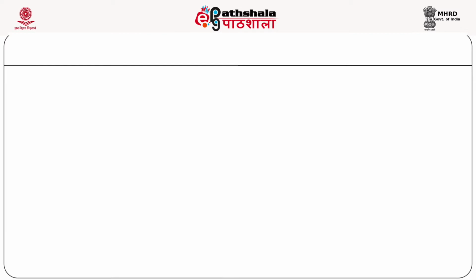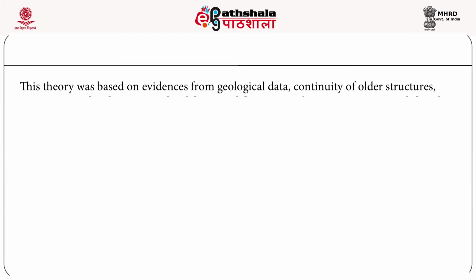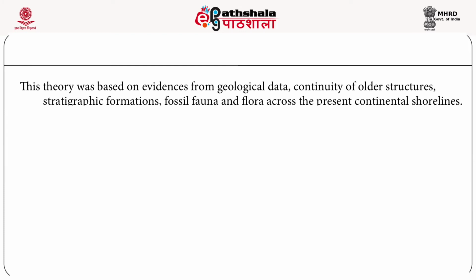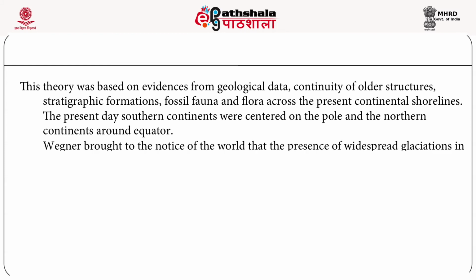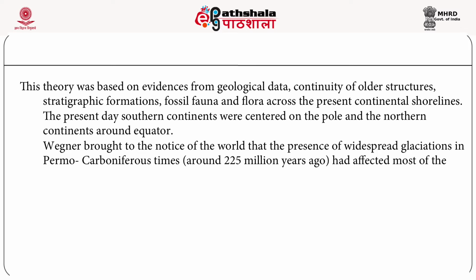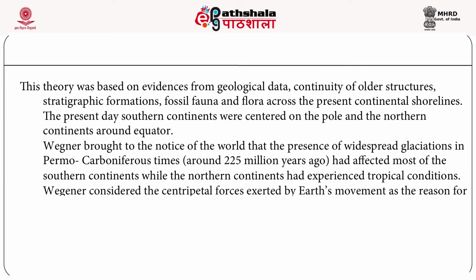This theory was based on evidence from geological data, continuity of older structures, stratigraphic formations, and fossil fauna and flora across the present continental shorelines. The present day southern continents were centered on the pole and northern continents around the equator. Wegener brought to the notice of the world that the presence of widespread glaciations in Permo-Carboniferous times, around 225 million years ago, had affected most of the southern continents, while the northern continents had experienced tropical conditions.